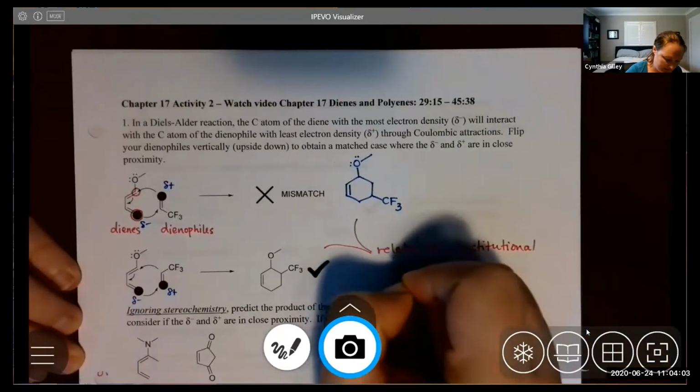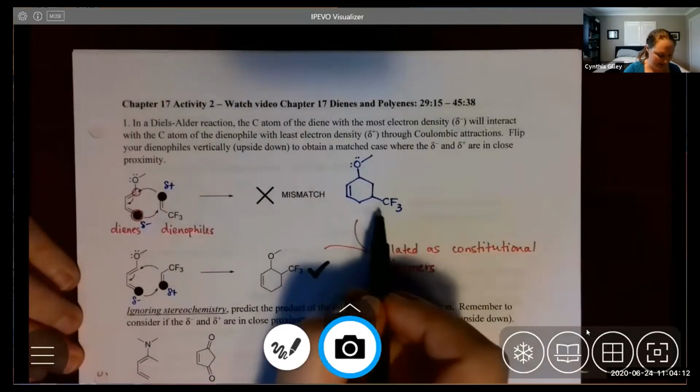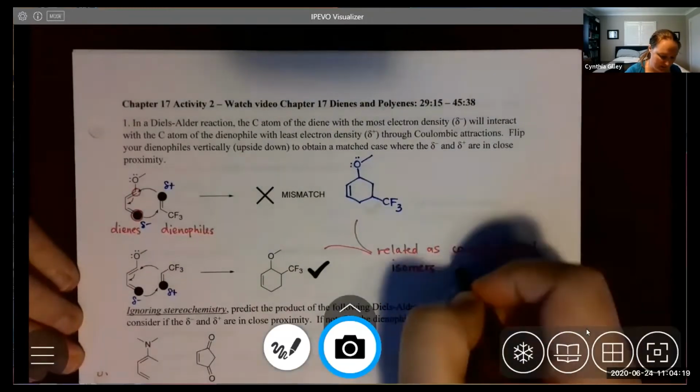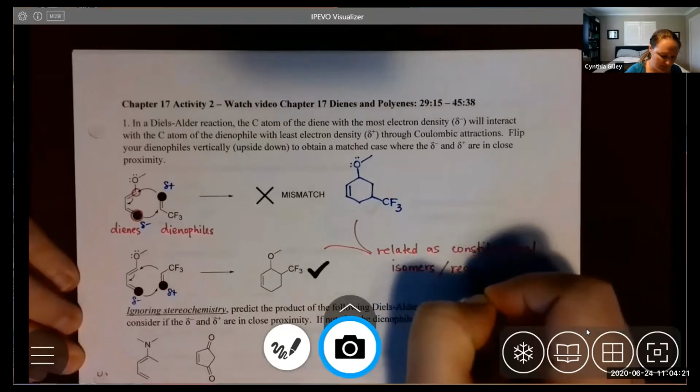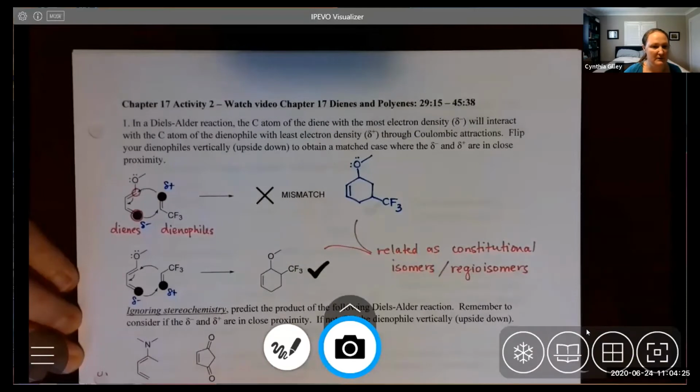are isomers with the same molecular formula, but they have a different atom connectivity. Okay, so basically the CF3 is connected at a different carbon atom in the ring. So they are constitutional isomers, and we also sometimes call those regioisomers. Those terms can kind of be interchanged. So when we say the reaction is regioselective, what it means is that it's selective for one potential constitutional isomer over another.